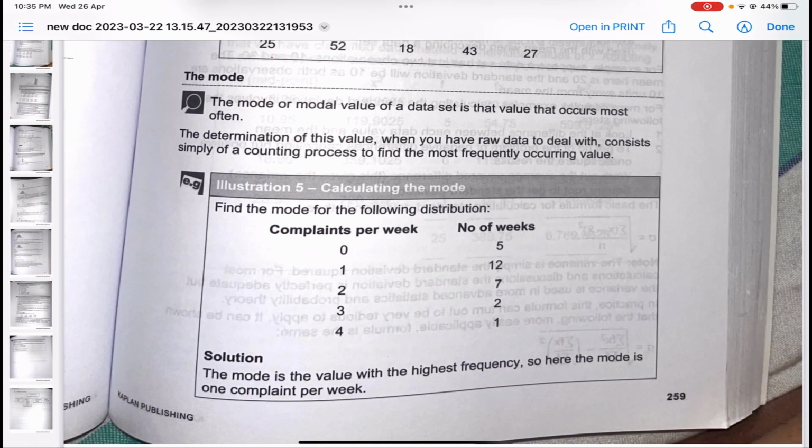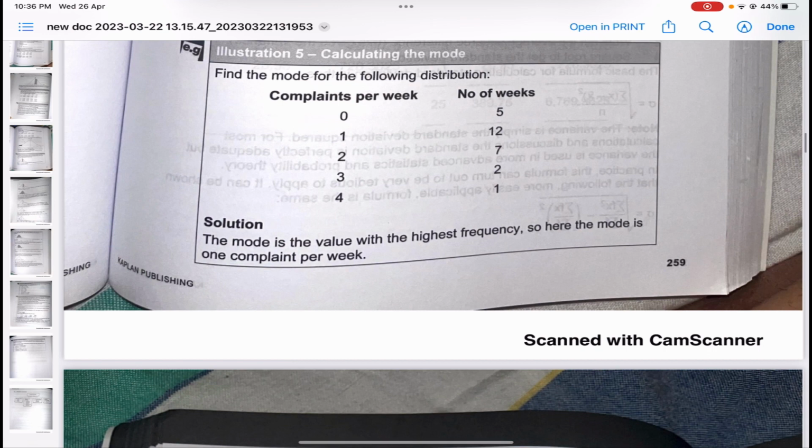Now I'm beginning with my third thing, which is the mode. What is mode? Mode is the thing which has occurred the most frequent number of times. The mode or the modal value of a data set is that value that occurs most often. The determination of this value when you have raw data to deal with consists simply of a counting process to find it.